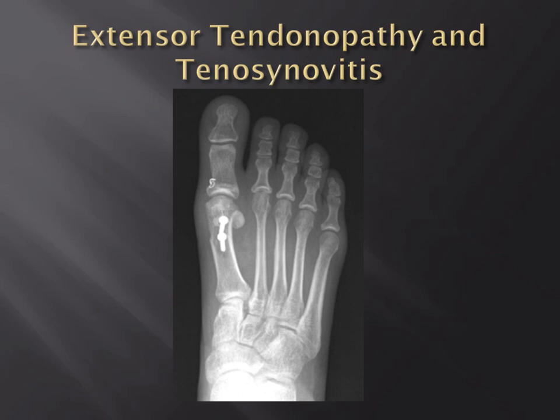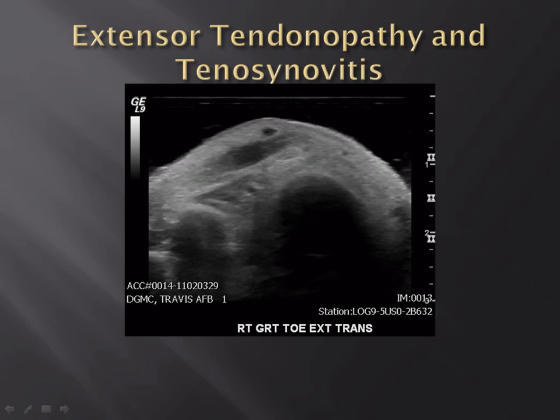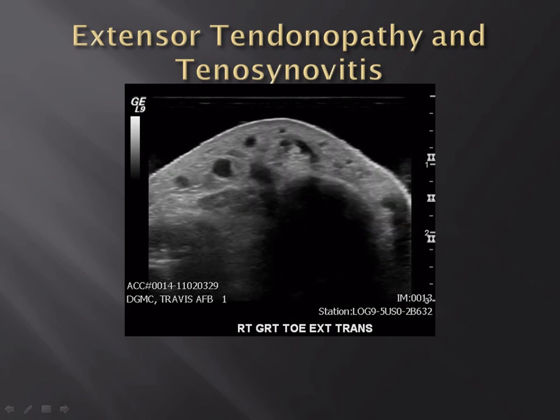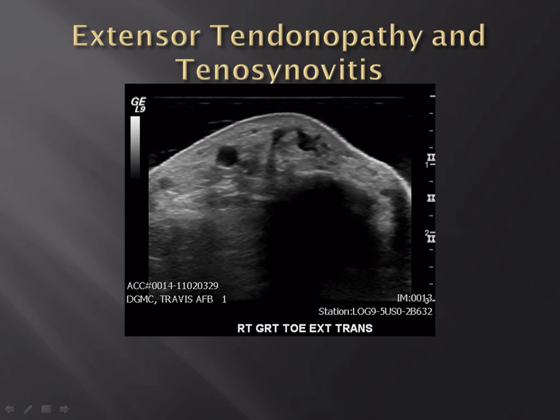So she went in, she had screw removal and a primary repair of the tendon itself, but afterwards she was referred to us because of a persistent palpable abnormality on the dorsum of the foot, just proximal to the first MTP joint. And so we interrogated that area just to see what was going on. This is a dynamic cine clip, and I've got some still images of this that I'll show you in just a second.